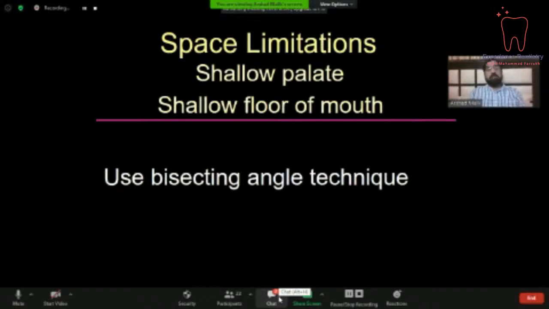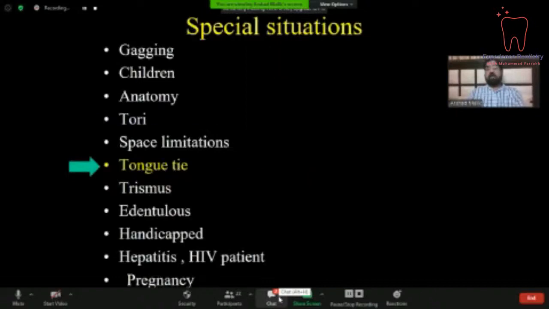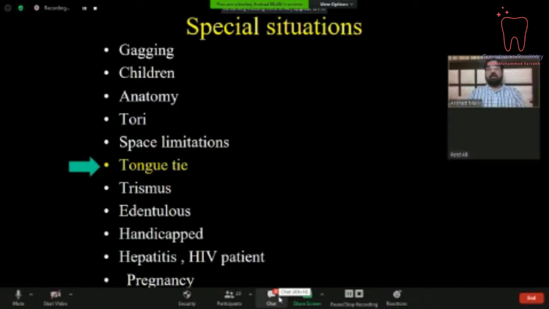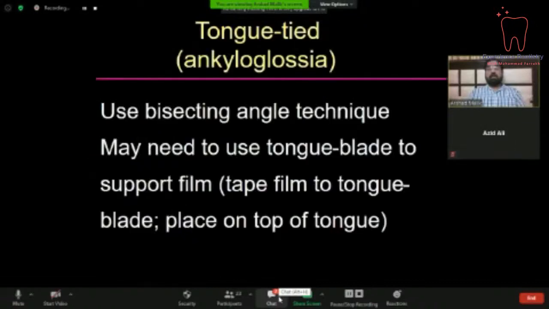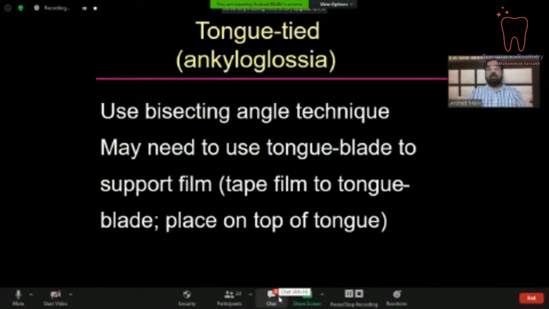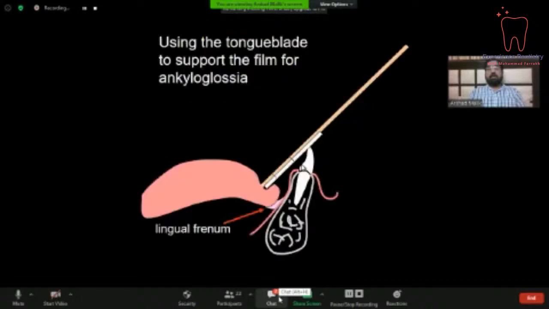So next is the tongue-tie. It is another challenging thing when taking the radiography. Using the bisecting technique, you may need to use the tongue blade to score the film. Tape the film of the X-ray to the tongue blade and place it on top of the tongue. And this is very wonderful to understand. You see, that is the tongue-tie. You see, this is the tongue, and you have placed the film right here.